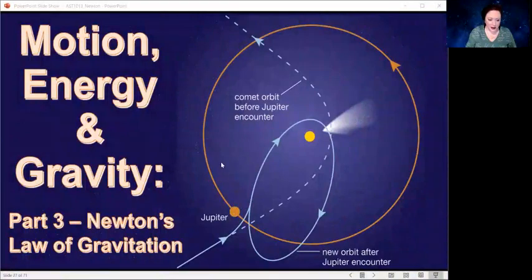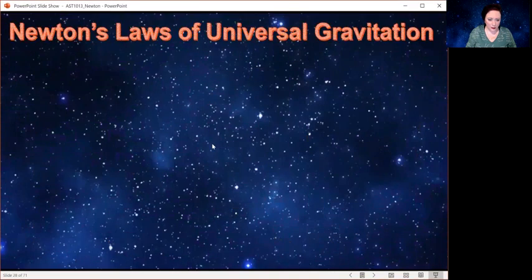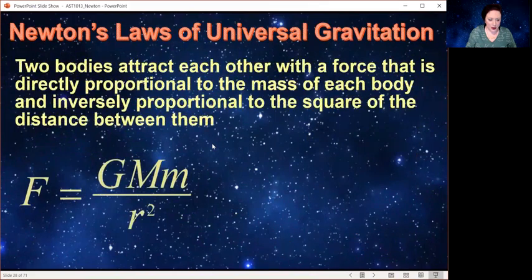Hello, everybody. This is part 3 of our series on motion, energy, and gravity, and this time we're going to tackle Newton's law of gravitation. Newton's law of gravitation says that two bodies attract each other with a force that is directly proportional to the mass of each body and inversely proportional to the square of the distance between them. Here you can see that written as an equation.